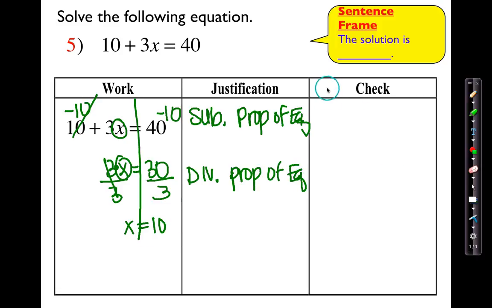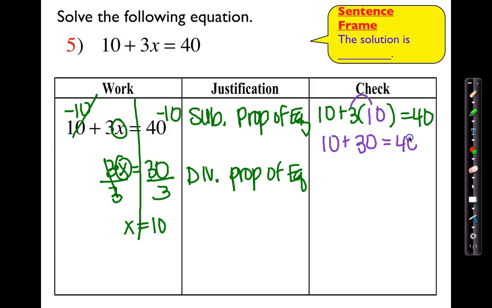Okay, now we need to check our work, so we're going to go ahead and put 10 plus 3 times the value for x equals 40. I'm going to go ahead and plug in my value for x, which is a 10. Now I'm going to simplify. We have 10 plus 3 times 10, which is 30. Does this equal 40? Yes, it does. So I'm going to be confident that the value for x is 10.